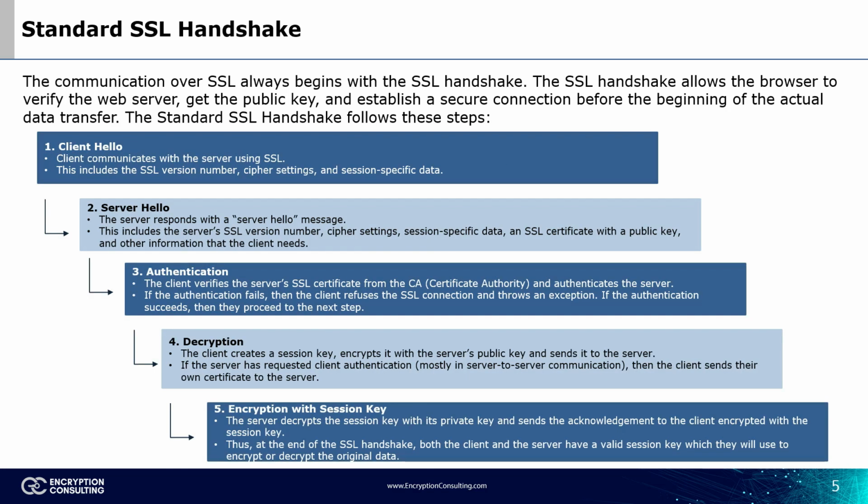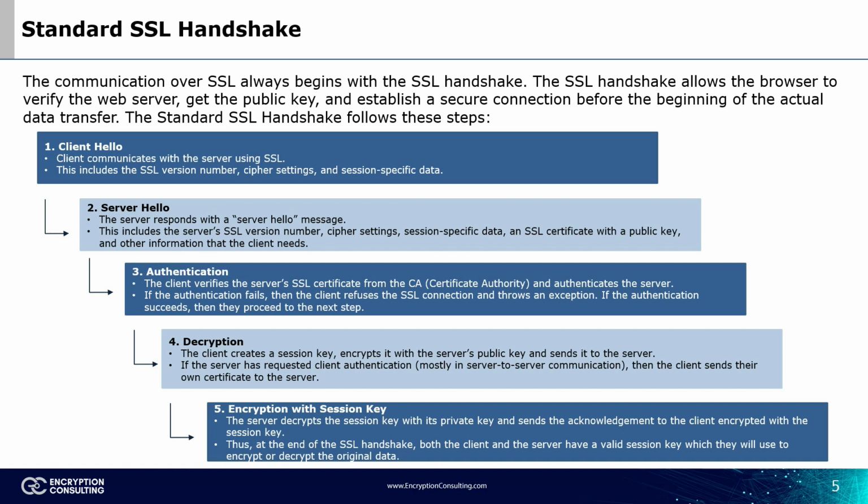So a little bit about the actual process behind the SSL handshake, which is it making the connection. It can be broken down into 5 steps. First we start with the client hello, which is where the client starts the communication with the server using SSL, which includes information like the version number, cipher settings, and session-specific data. Next, the server responds with a server hello message, which includes some more information about itself. And then step 3 is the authentication. This is where the client verifies the server certificate from the corresponding CA and authenticates the connection. And if it fails, then the client refuses the connection and throws an exception.